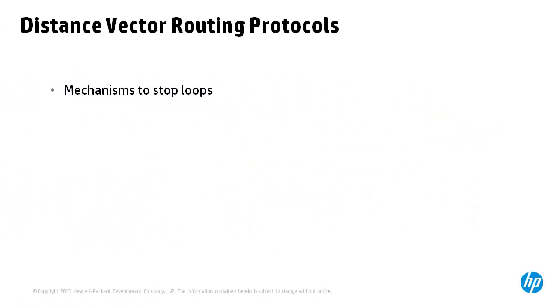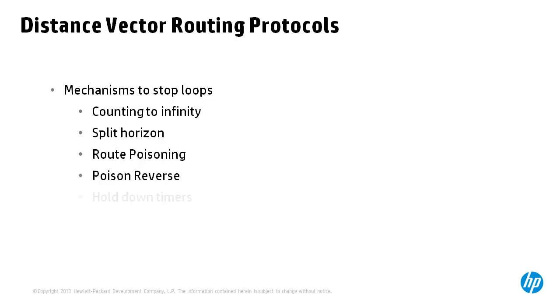Now, because of the way distance vector routing protocols operate, they are susceptible to routing loops. The analogy is they have a road sign to the destination rather than a topology map or road map. So the possibility of routing loops is more likely. So the developers of distance vector routing protocols have enhanced the routing protocols to try and stop loops. And some of the mechanisms that we're going to look at in the next few minutes to stop loops include counting to infinity, split horizon, route poisoning, poison reverse, hold down timers, and triggered updates.